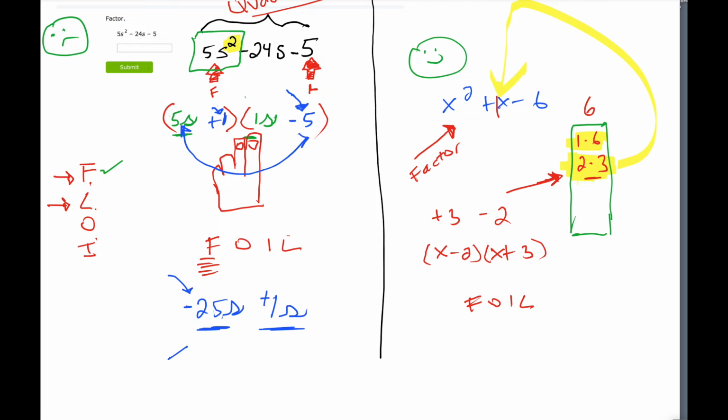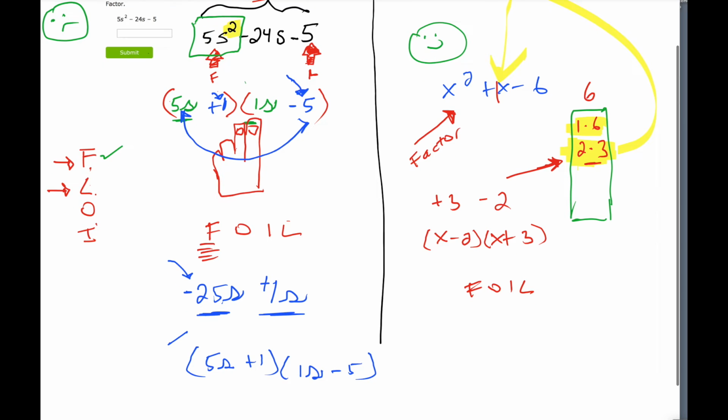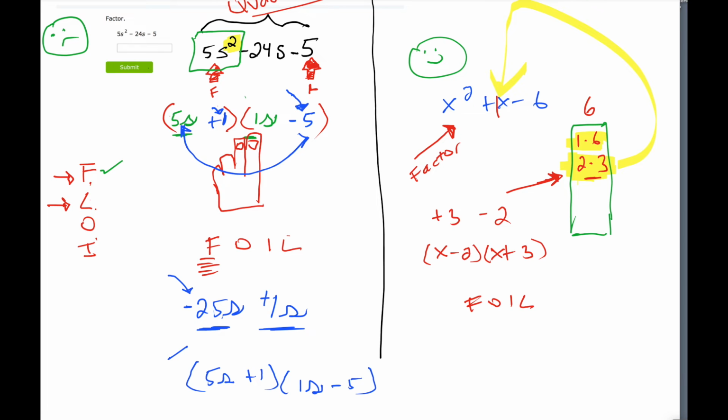Now, let's check the last. Always check the last when you're done factoring. So what does our last give us? Make sure that it's correct. Now that we have 5 dumpling plus 1 closed times 1 dumpling minus 5, what does your last give you when you multiply the last numbers? And it's negative 5, what's in the problem at the end? Then we did it right. All right, type it in. We factored it. Here's the answer.